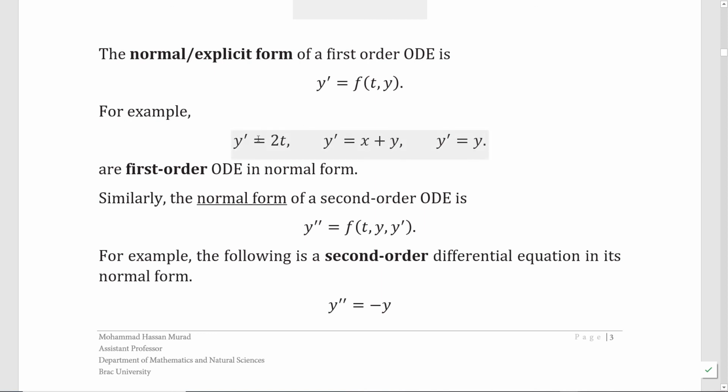Note here, in the first equation, y is a function of the independent variable t. In the second equation, y is a function of the independent variable x. And in the last equation, y could be a function of the independent variable t or the independent variable x. It is often clear from the context.